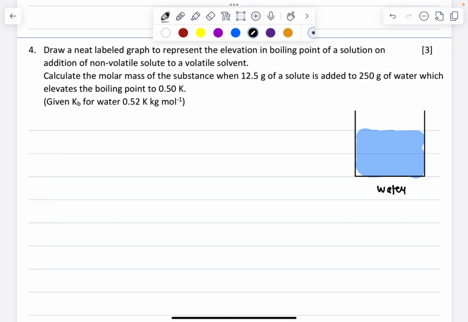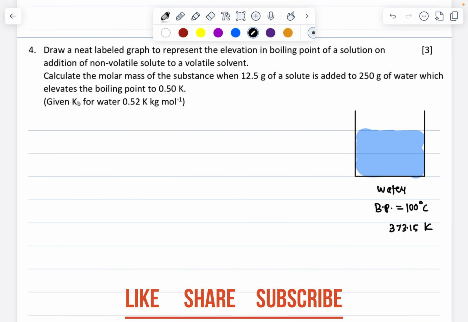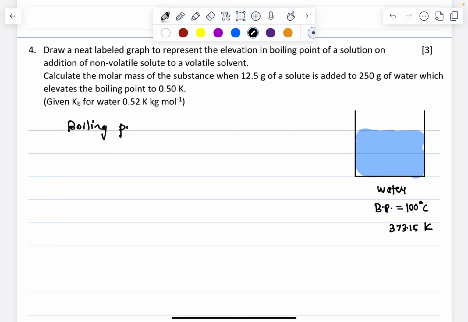Everyone knows that the boiling point of water is 100 degree Celsius or 373.15 Kelvin. This is the boiling point of water. Now, what is a boiling point? Don't give definitions like kids in 8th or 9th standard. Boiling point is the temperature at which any liquid starts boiling.